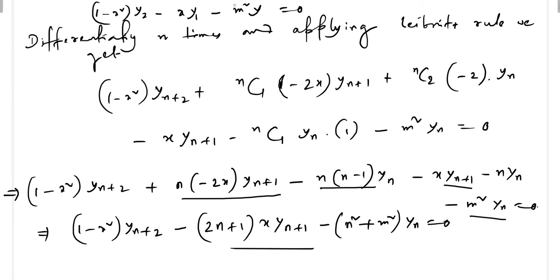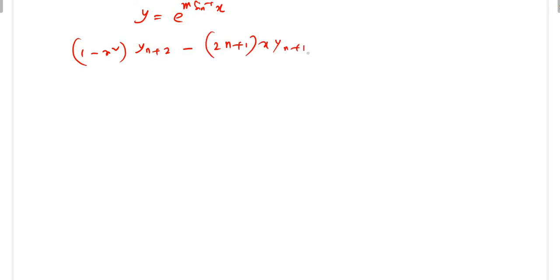One more thing in this question, I need to write the question again. The question was, y equal to e to the power m sin inverse x, and you have already proved that 1 minus x square times yn plus 2 minus 2n plus 1 times x yn plus 1 minus n square plus m square times yn equal to 0. Now the question is find yn at 0.